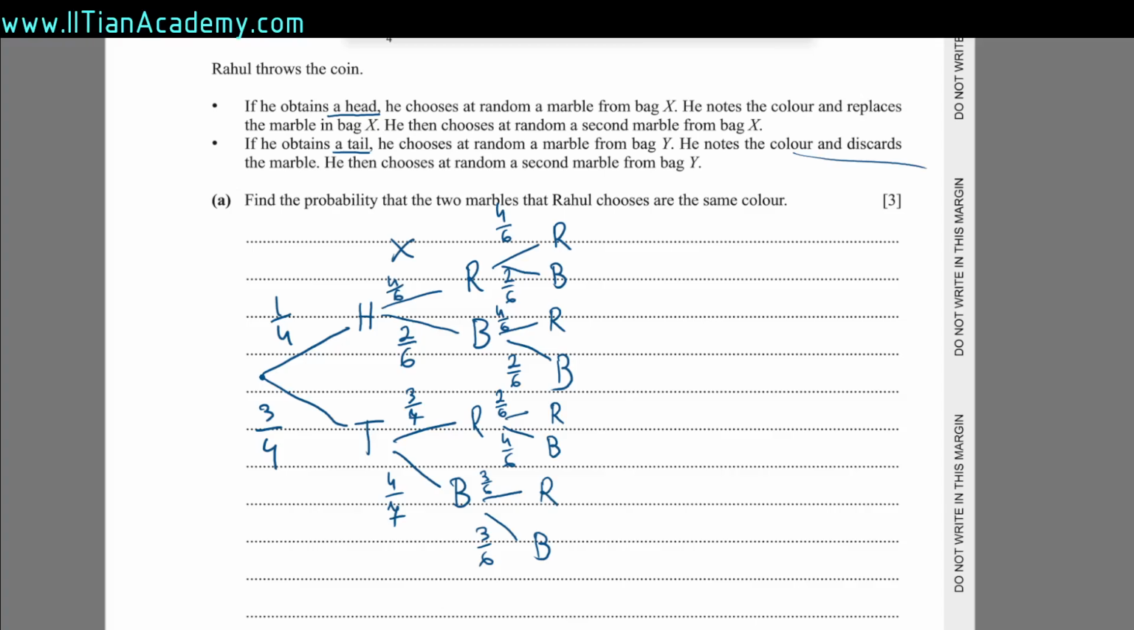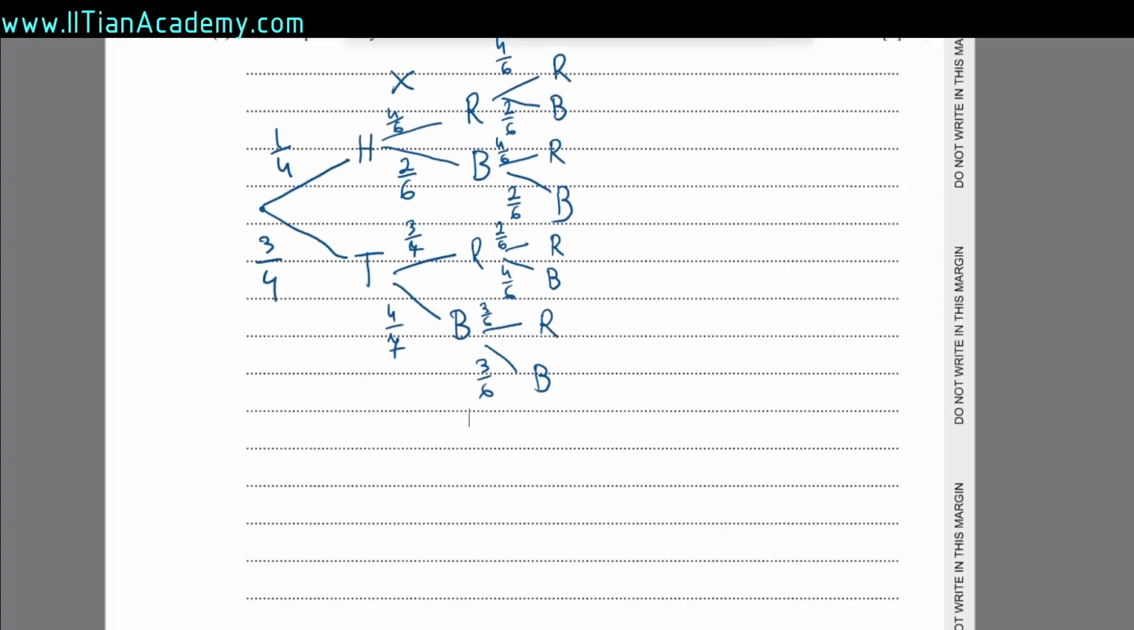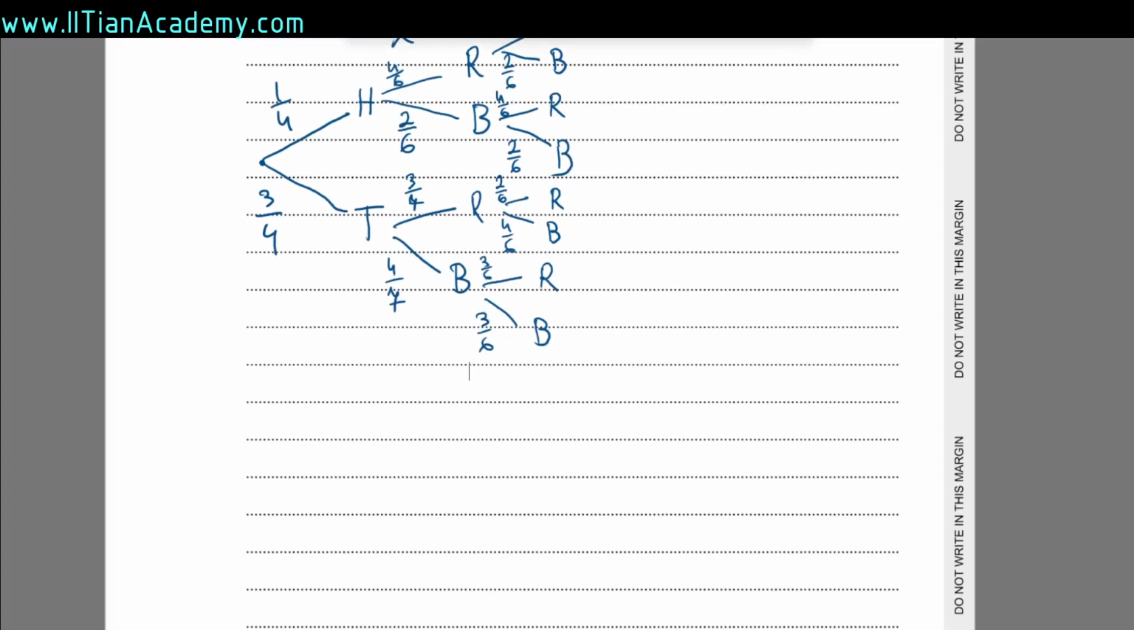And we need to find the probability that the 2 marbles that Rahul chooses are the same color. So we need to consider this branch. We have red and red. We have blue and blue. Again, we have red and red, and we have blue and blue. So we have to just consider the probability of this. So we just have to multiply basically everything here.